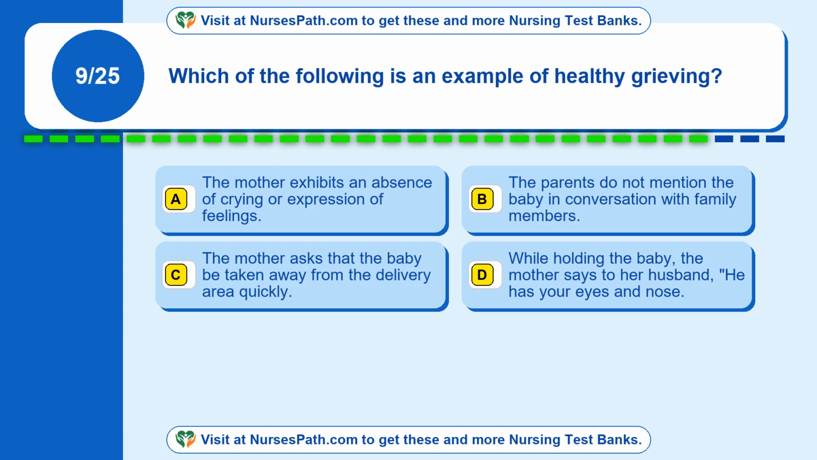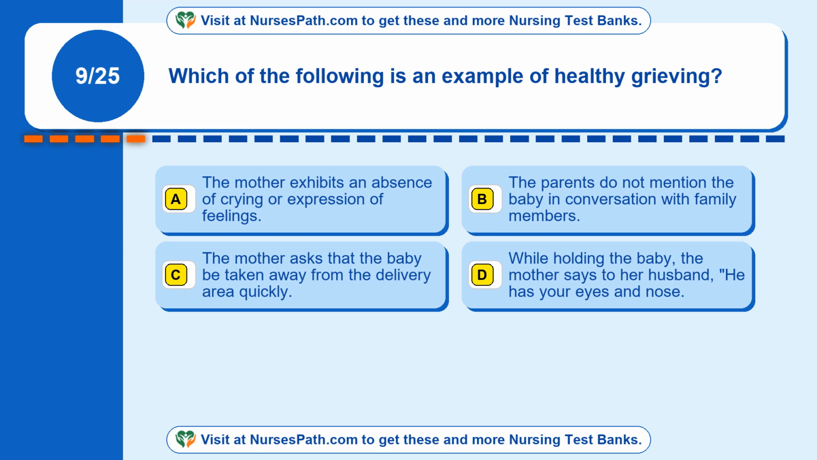Question 9. Which of the following is an example of healthy grieving? Option A. The mother exhibits an absence of crying or expression of feelings. Option B. The parents do not mention the baby in conversation with family members. Option C. The mother asks that the baby be taken away from the delivery area quickly.